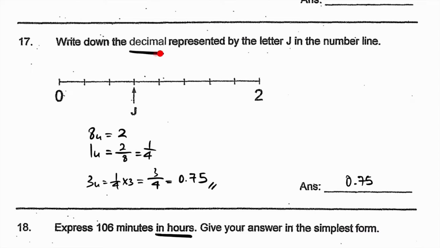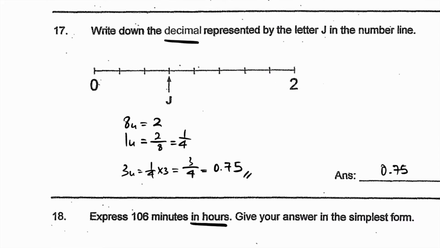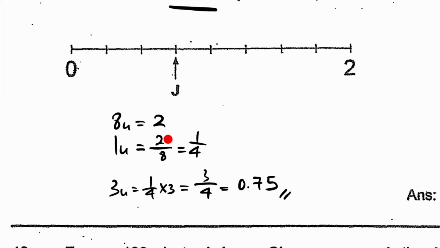Write down the decimal represented by the letter J. So the way I like to think about it is 2, 4, 6, 8 units represent 2 wholes. Therefore, 1 unit represents 2 divided by 8, which is 1/4. Look at J there. How many units is that? 1, 2, 3. So 3 1/4.